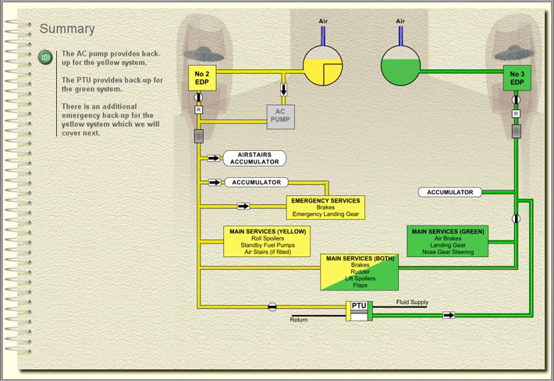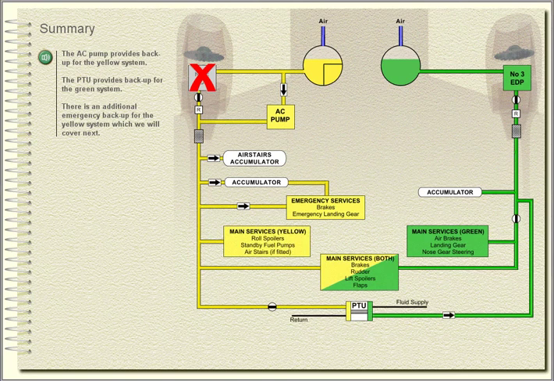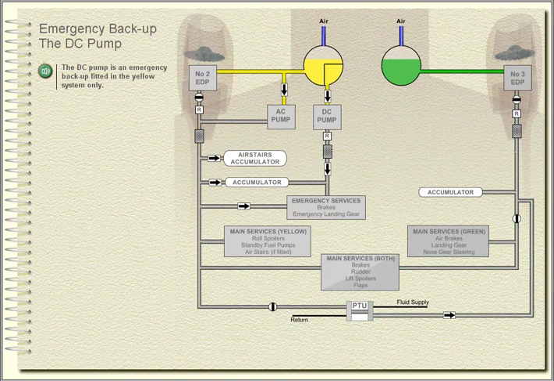Summary. The AC pump provides backup for the yellow system. The PTU provides backup for the green system. There is an additional emergency backup for the yellow system, which we will cover next. Emergency backup, the DC pump. The DC pump is an emergency backup fitted in the yellow system only.